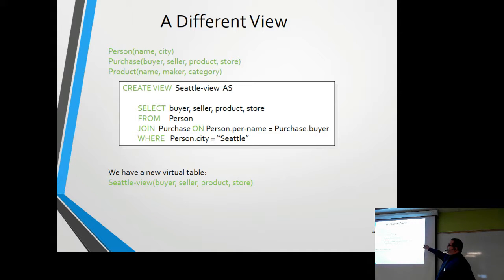As I said earlier, you can store your joins inside of it. So in theory, we create a view called Seattle View. You go select star from Seattle View, and it'll give you anybody who's in Seattle. At the same time, it'll grab the buyer and the seller of the product in the store from the purchase table and the other user. It looks like you're querying one table, but you're really pulling from 2. So it creates a virtual table.